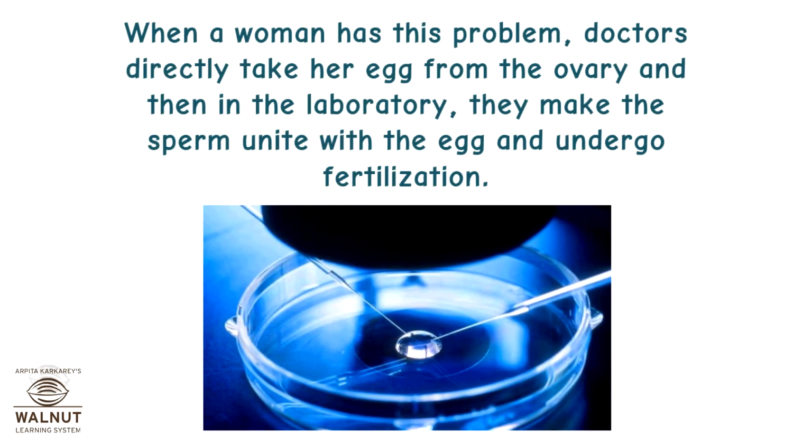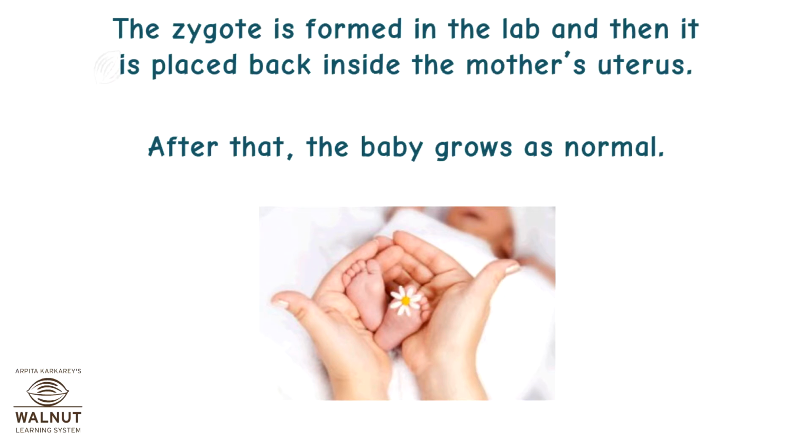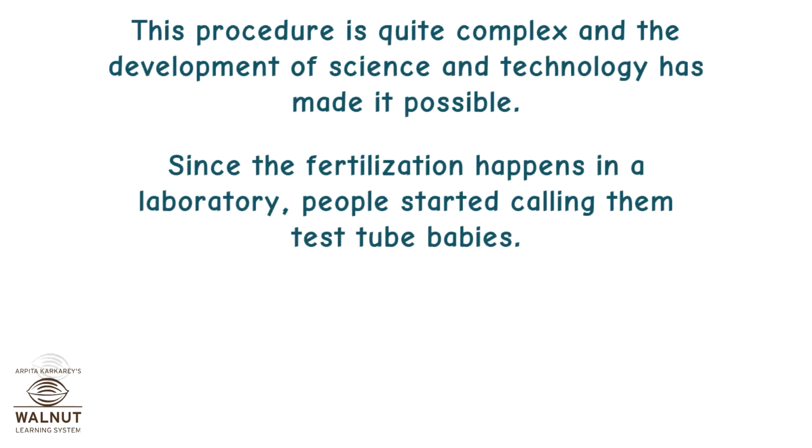When a woman has this problem, doctors directly take her egg from the ovary and then in the laboratory, they make the sperm unite with the egg and undergo fertilization. The zygote is formed in the lab and then it is placed back inside the mother's uterus. After that, the baby grows as normal. This procedure is quite complex and the development of science and technology has made it possible. Since the fertilization happens in a laboratory, people started calling them test tube babies.